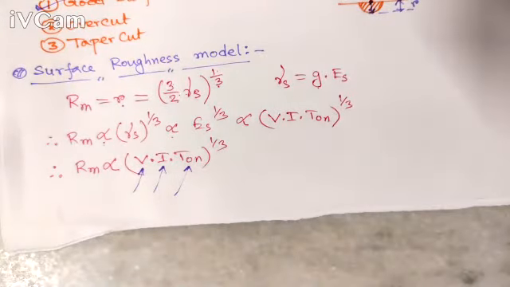So what is the meaning of it? The meaning is that if we alter voltage, current and pulse on time, then that will affect the surface roughness of the finished product. Here T off doesn't play any role at all.